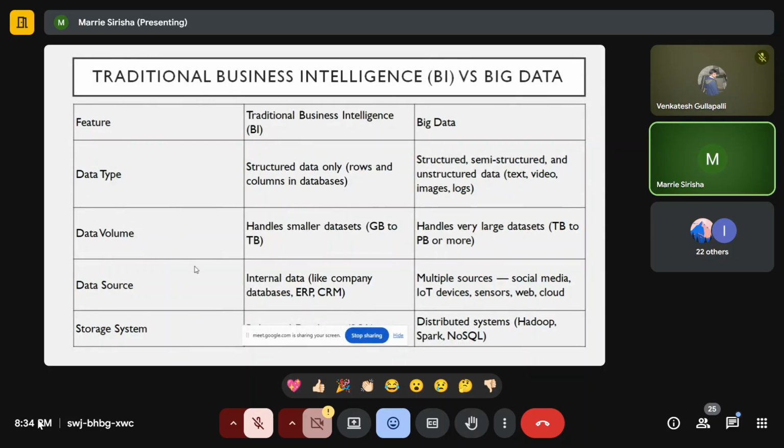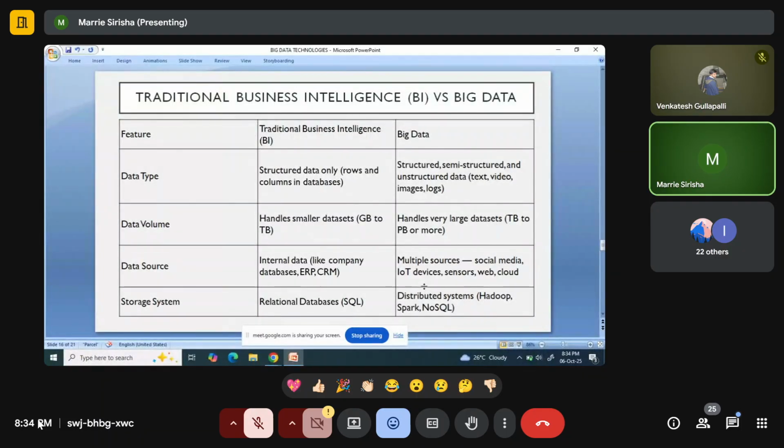Data source. So what is data source? మనకి ఈ డేటా అనేది ఎలా వస్తుంది? Like internal data can be a company database, ERP, CRM, or anything. But in big data, we are getting the data from multiple sources like social media, IoT devices, sensors, web, cloud, etc.